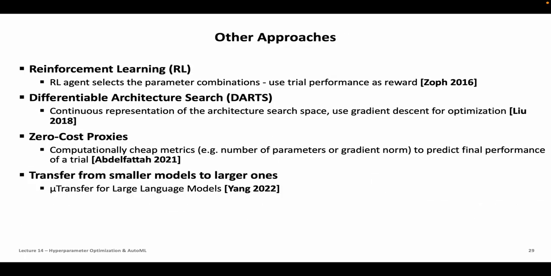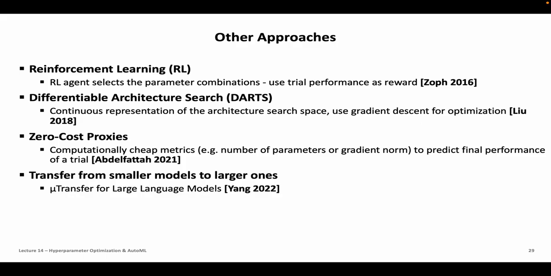There are, of course, also some totally different approaches to the problem. So we could also use reinforcement learning, and here I have a reinforcement learning agent select the parameter combinations, and then use the performance of these combinations as a reward. When you use a special representation of your architecture search space, it can actually become possible to compute gradients. This is called differentiable architecture search. And then, of course, you can also do gradient descent on the architecture search space to find a minimum.